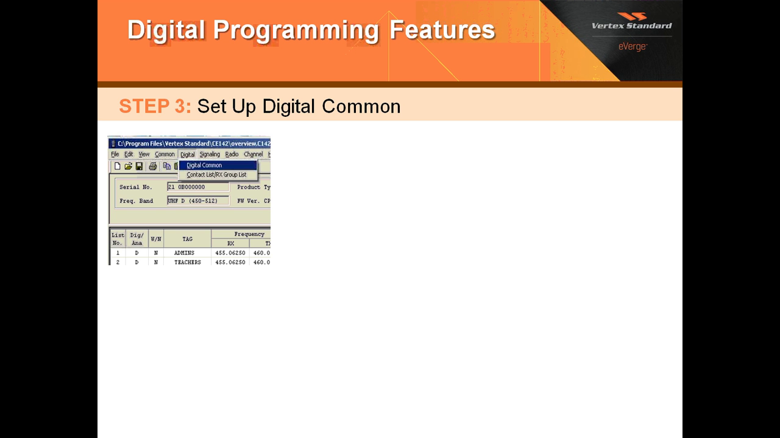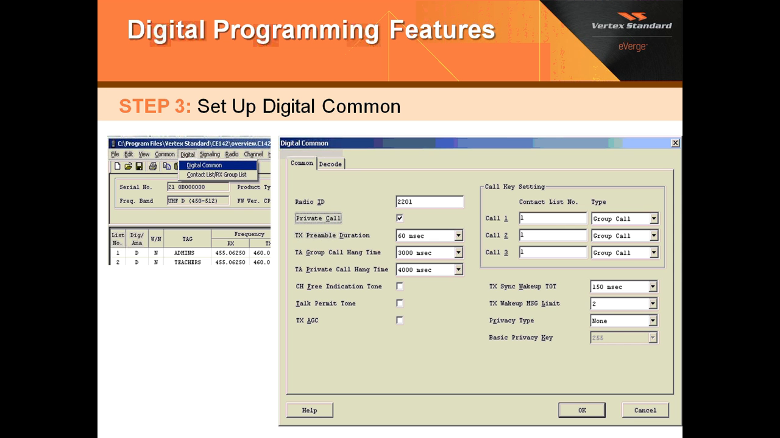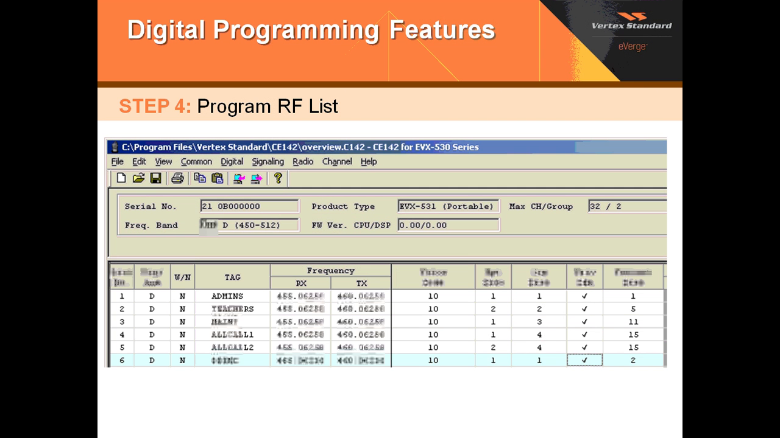Now that that's set up, we're going to want to go ahead and set up our digital common. That will be done by first clicking on digital, then digital common, and we'll bring this window up. We're going to start off and enter our radio ID. Once again, it's 2201, our first teacher. And we're going to make sure that private call is checked so we can do communications with the principal. After that's selected, we'll go ahead and click OK.